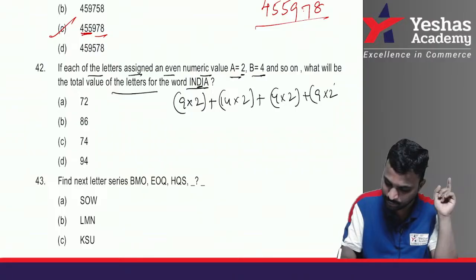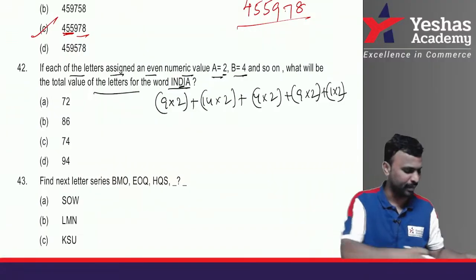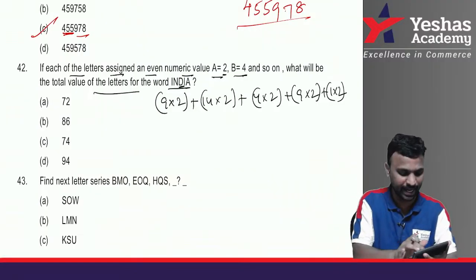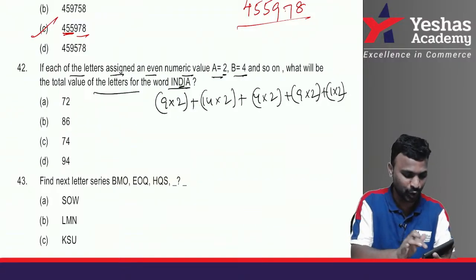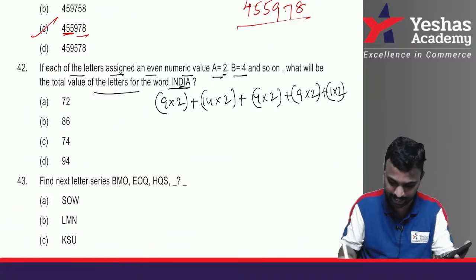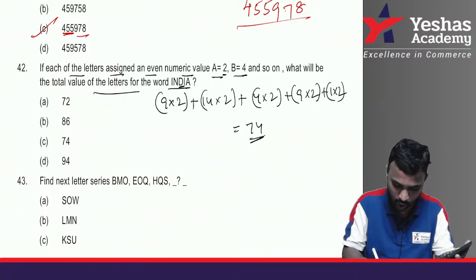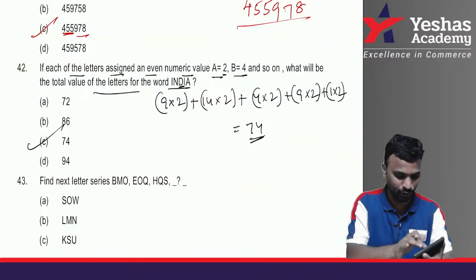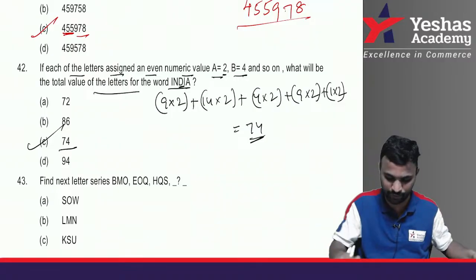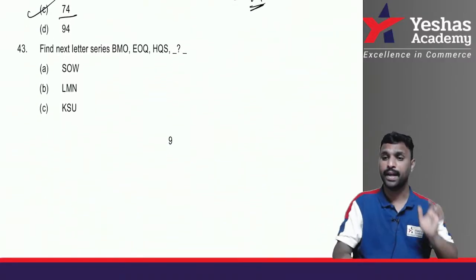9. 9 into 2. Forward position of A is 1. So 1 into 2. You can actually take 2 common instead of multiplying each one. Just add 9 plus 14 plus 4 plus 9 plus 1, then multiply the result by 2. You get the answer as 74. Option C is the right answer. Everybody clear? So 9 plus 14 plus 4 plus 9 plus 1, into 2. The answer is 74. Option C is the right answer. Guys, the next question.